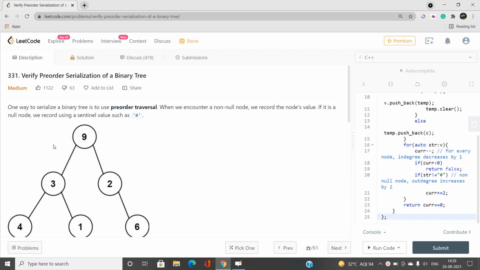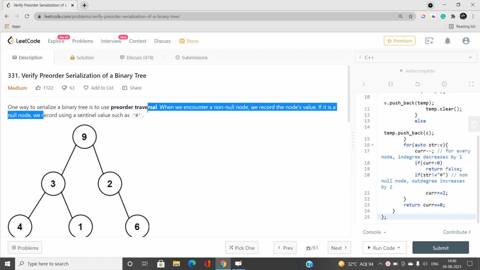We'll be given some string, which is representing some binary tree. We have to check whether this string is actually representing some specific binary tree or not. Note that there are various ways of serializing a binary tree. In this one, it is a pre-order traversal of the binary tree, given as a string. When we encounter a non-null node, we record the node's value, and if it is a null node, we represent it using this hash.